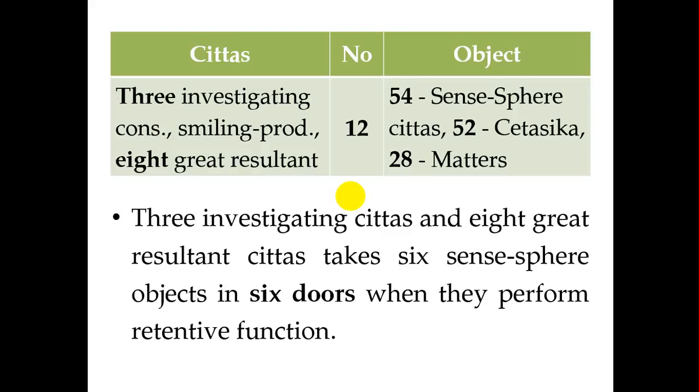So both the investigating Cittas and the eight great Cittas, these 11 Cittas, are connected with the senses. Therefore they take sense sphere objects, the objects that are connected with the senses. When you meditate, these Cittas will not arise. Of course, before you attain jhana they will still arise, but when you attain jhana, magga and phala, they will not arise. So there will be no retentive function.